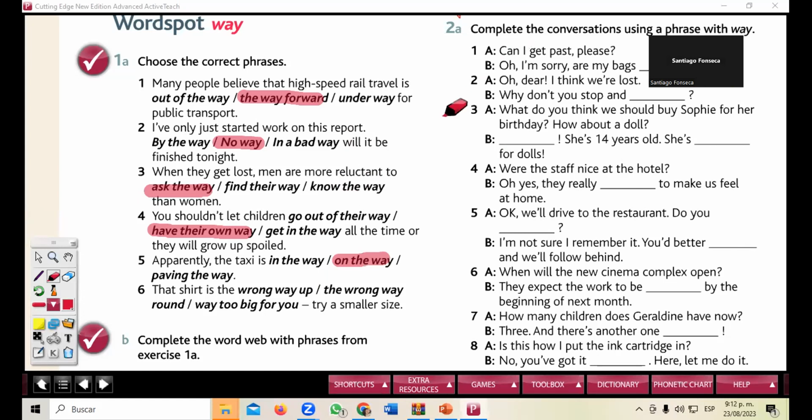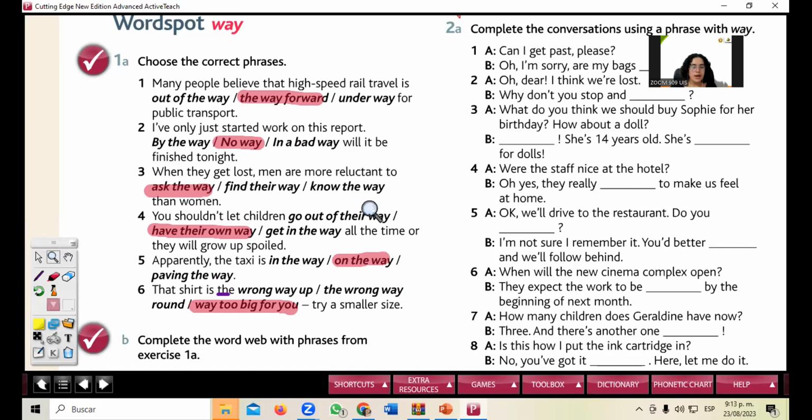Try the smaller size. Okay, in this case, I think there's a mistake here. This one should be in bold, it's part of the first one, the wrong way around. So the answer is: is way too big for you. Okay? Here there is an error. So, is way too big for you, try a smaller size. Yeah, those are the answers. Excellent, guys. Very, very well.